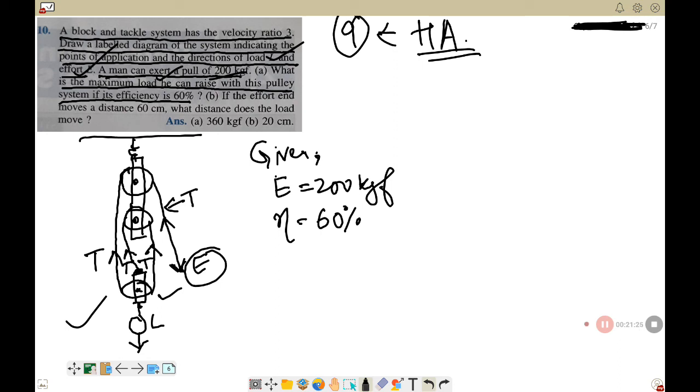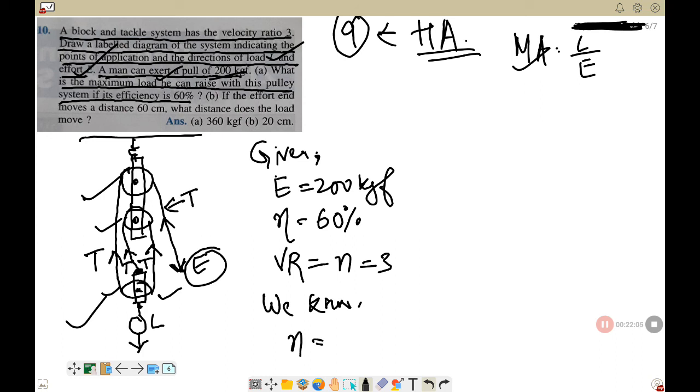So now the thing that you need to find here is the load. You know the relation: MA equals L by E, that is load by effort. So first of all, you need to find the mechanical advantage. To find the mechanical advantage, you must know the velocity ratio, but you know that the velocity ratio is nothing but the number of pulleys here. So the number of pulleys here is 1, 2, and 3, that is n, isn't it? So n equals 3, so velocity ratio equals 3. Now we know efficiency equals MA by VR, so 60% equals MA by 3.